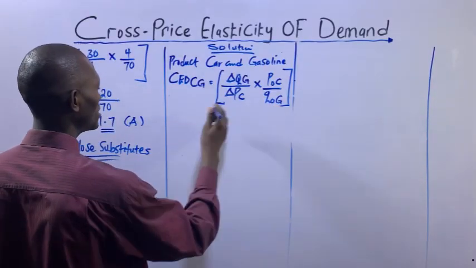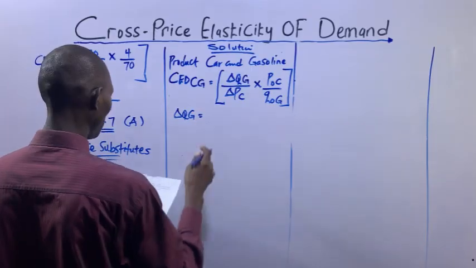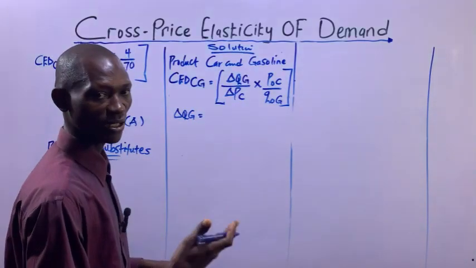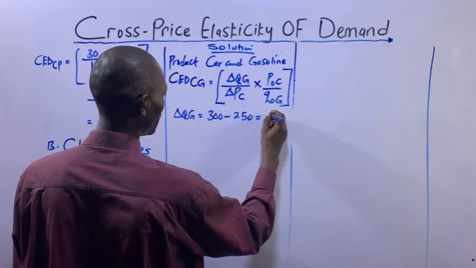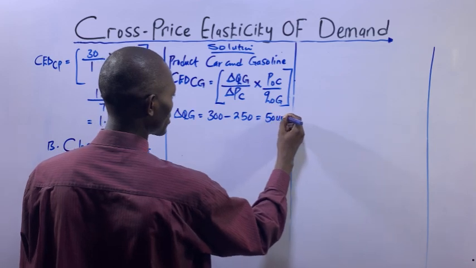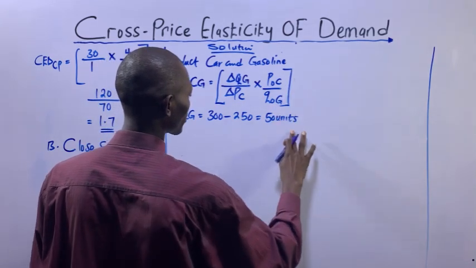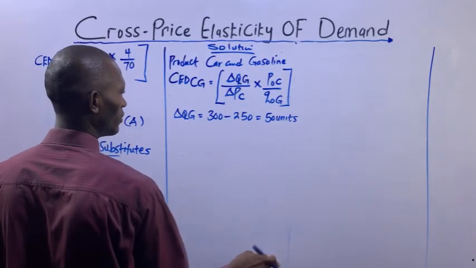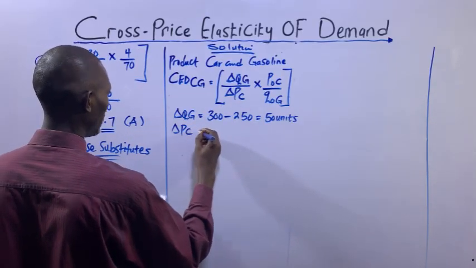So let's get these variables. The change in the quantity of gasoline is always new minus old. So we have 300 minus 250. That gives us 50 units. Then the change in the price of car.